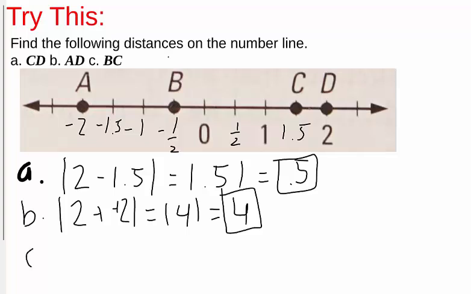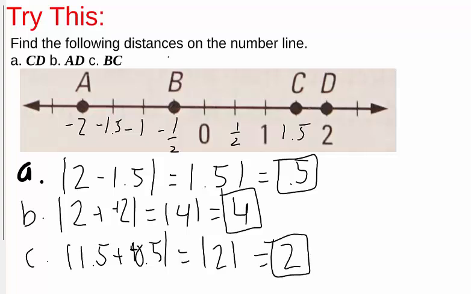Last one, B, C. B, we've already written here, -1/2. C is 1.5. So we'll call this -0.5 instead to make it easier. So 1.5 minus a -0.5. That changes it to plus a positive. So 1.5 plus another half is equal to the absolute value of 2, which is equal to 2. That's the distances. Hope you got this one right.